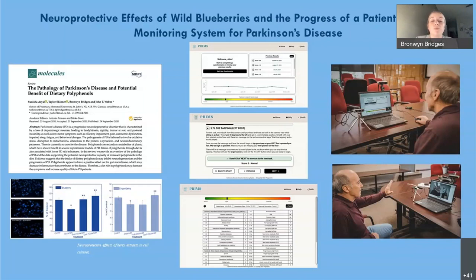The market size for remote patient monitoring systems is expected to hit $85 billion US dollars by the end of 2026, so now is the perfect time for our company. We also want to make a difference in the lives of not only Parkinson's patients, but the medical field in general. Thank you.